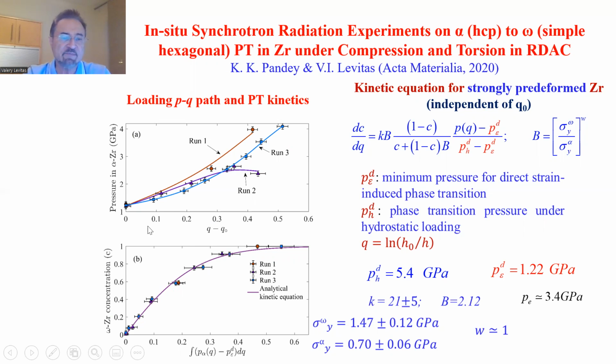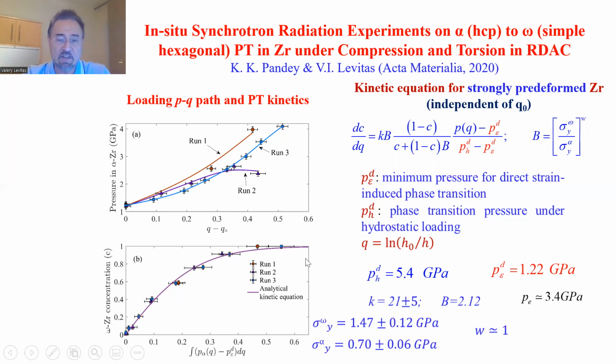And in 3 experiments, we produce 3 pressure plastic strain paths. This is the volume fraction of omega phase. The line is our equation, and all experiments are very close to this equation. So this is the first experimental proof of validity of our equation. It took just 20 years.